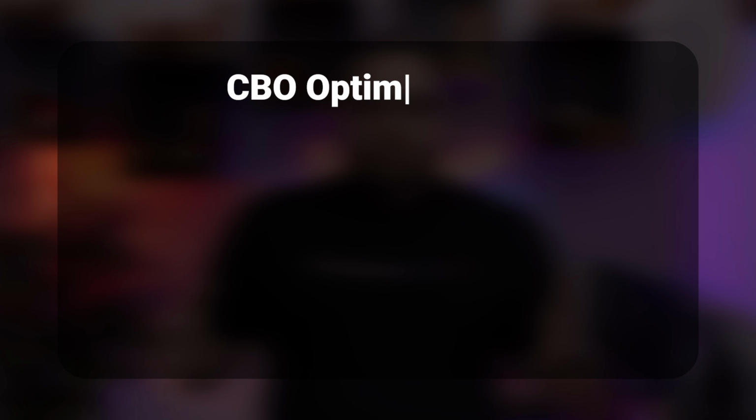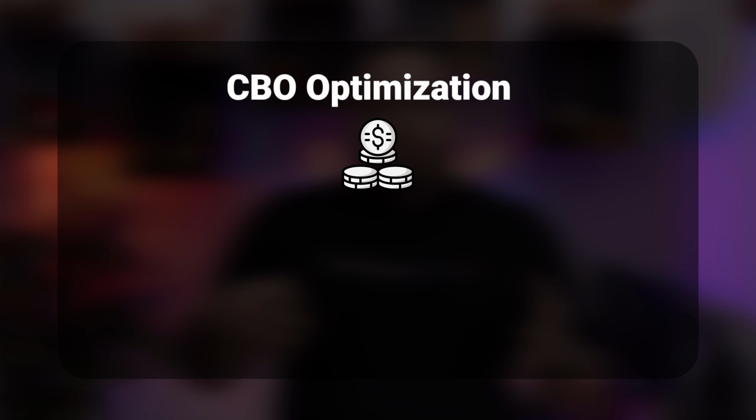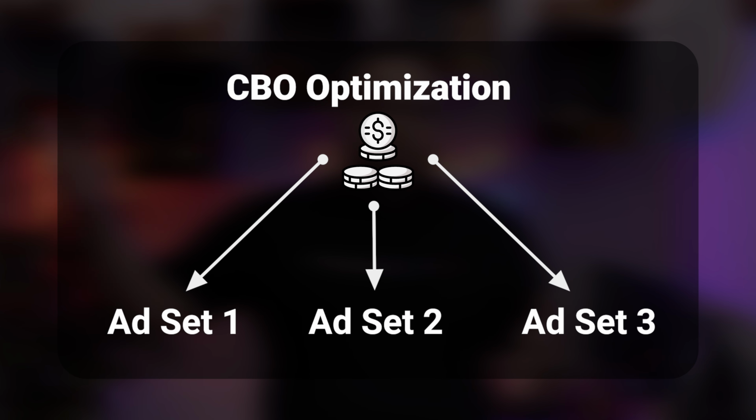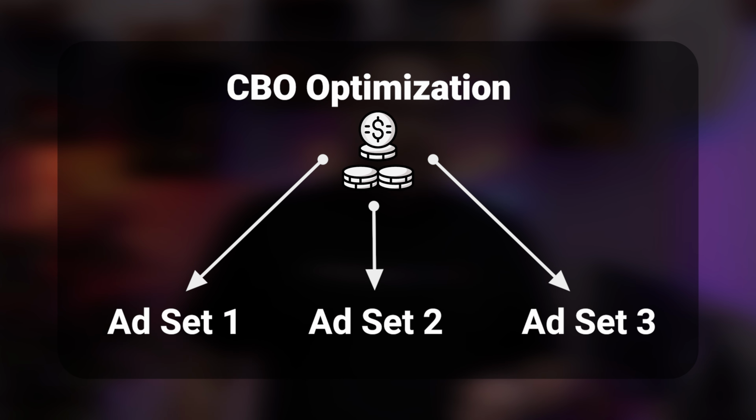CBO optimization is basically when you put a central budget. Now it's called Advantage campaign budget, and you have a central budget which is distributed between the ad sets that you have in a campaign. Of course, we always have the question of how many ad sets I should put in my campaign based on my budget, but we can explain that in another video, I guess.